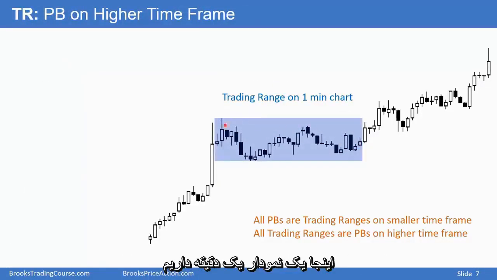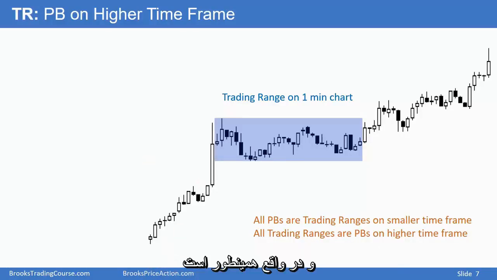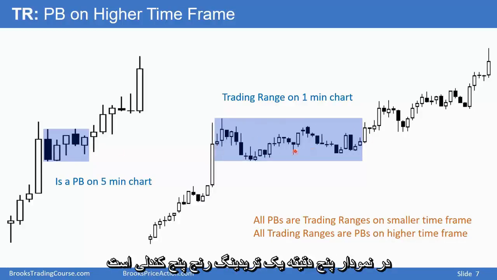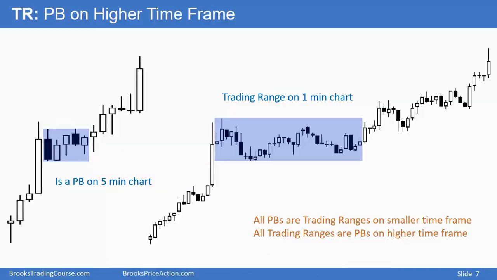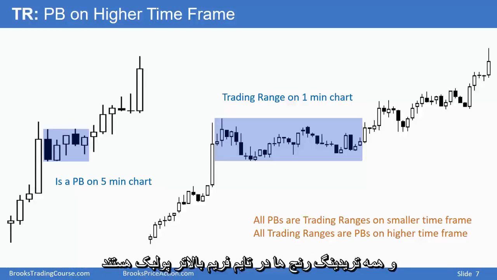Here we have a 1-minute chart in a 25-bar trading range. Well, a 25-bar trading range on a higher time frame chart could be simply a pullback in this bull trend. And in fact, obviously it is. On a 5-minute chart, this 25-bar trading range on the 1-minute chart is just a 5-bar trading range on a 5-minute chart. So all pullbacks are trading ranges on smaller time frames, and all trading ranges are pullbacks on higher time frames.